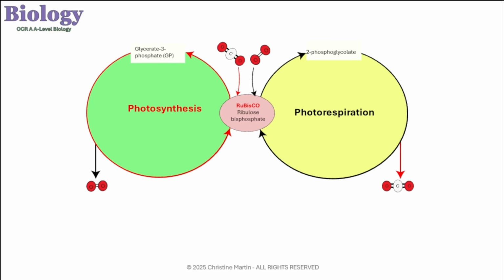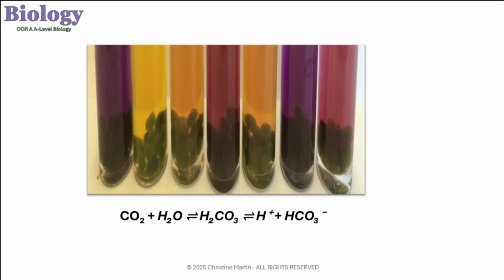Now, we can measure the rate of photosynthesis using a pH indicator because carbon dioxide affects the acidity of water. We know that carbon dioxide dissolves in water to form carbonic acid. Therefore, if we were to place a water plant, for example, like Elodea, or make algal balls, which you can see in my diagram, we have got these in a solution containing a pH indicator.